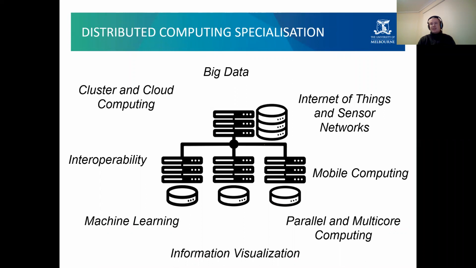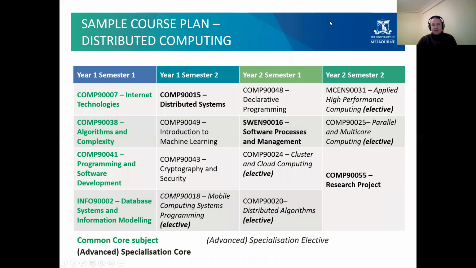All right, I guess I will just introduce it briefly. So distributed computing goes into those technologies that look into how you can distribute your computations, like cluster and cloud computing, networks, sensor networks, Internet of Things, etc. Look into big data, information visualization, things like that. And the sample course plan is shown here.